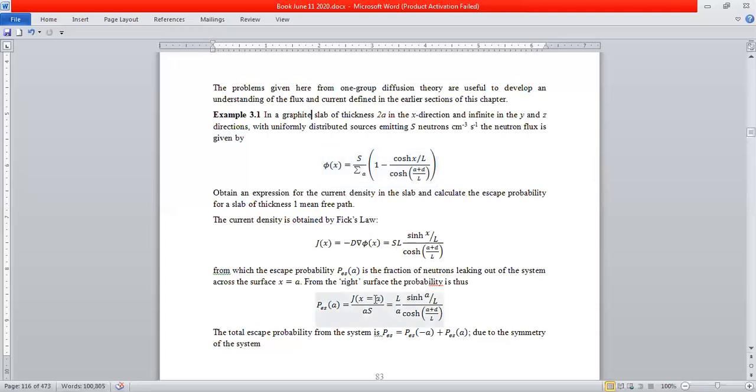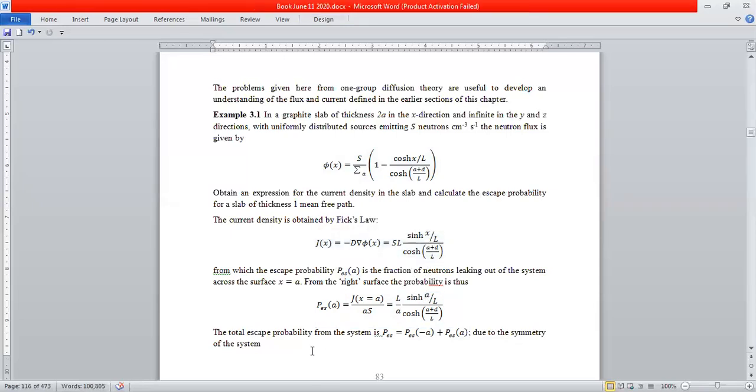So when you get the current divided by this, here's the expression you get: a sine hyperbolic divided by a cosine hyperbolic. Now notice here that the boundary is at a, the physical boundary. The extrapolated boundary is at a plus d. The question was to calculate the escape probability. So escape probability is from the physical boundary, not from the extrapolated boundary, just to make sure that the current that you're trying to evaluate is at the physical boundary.